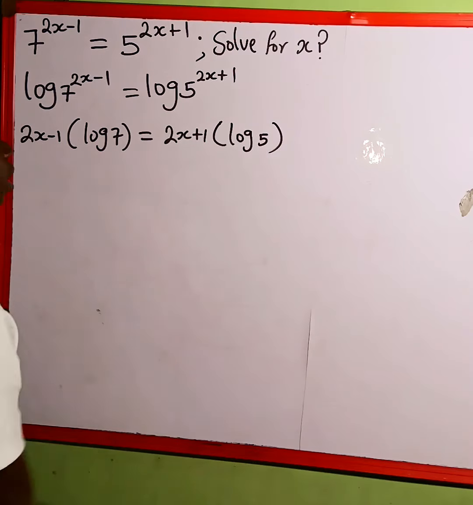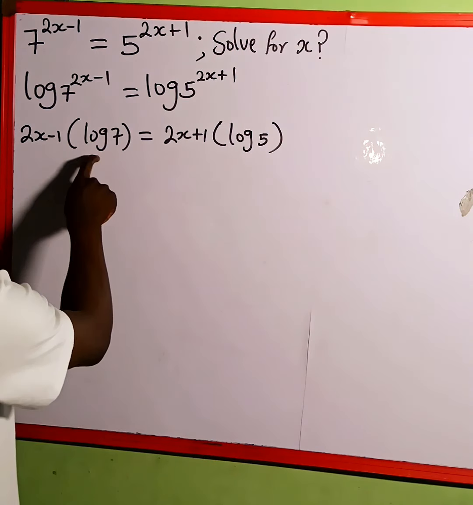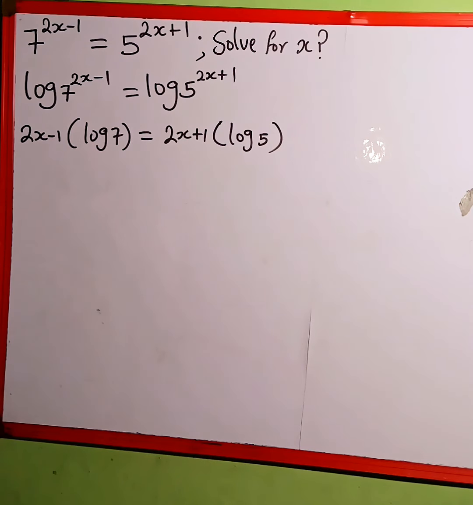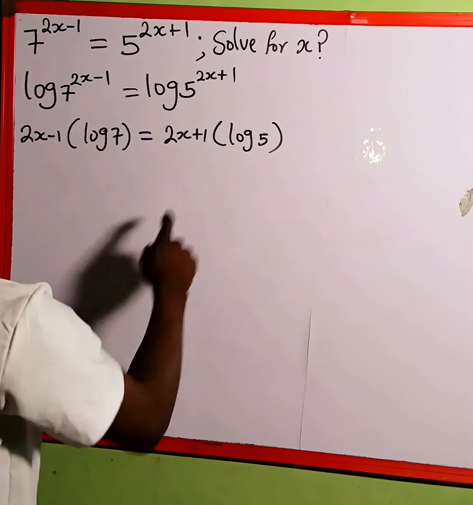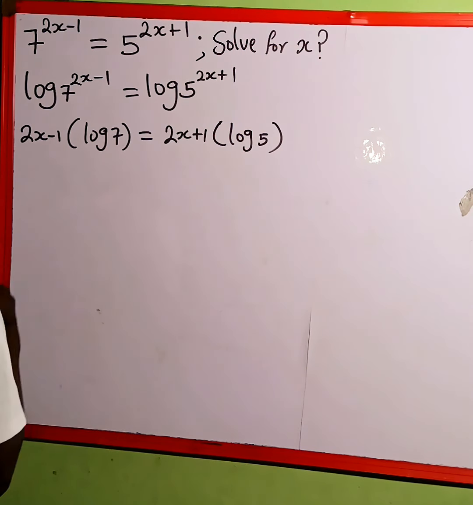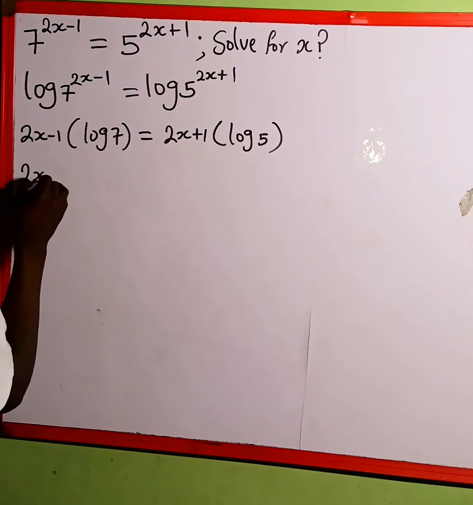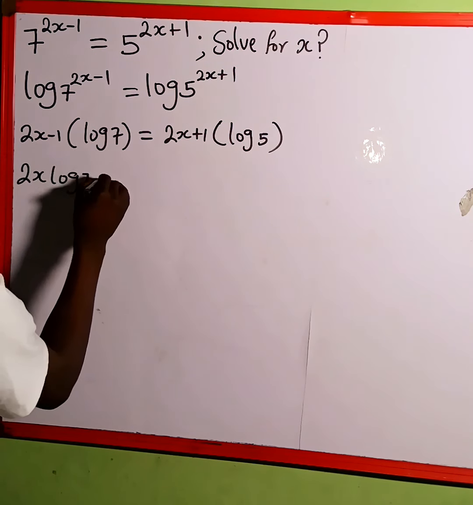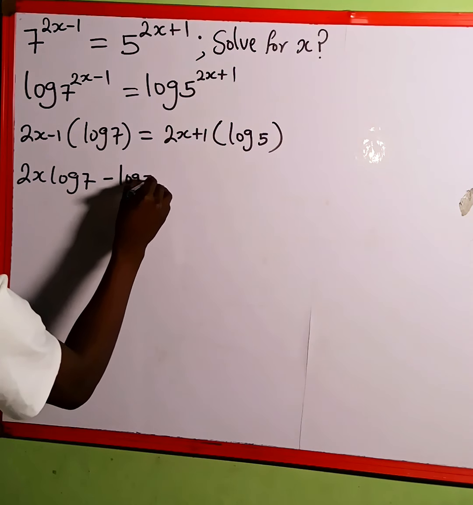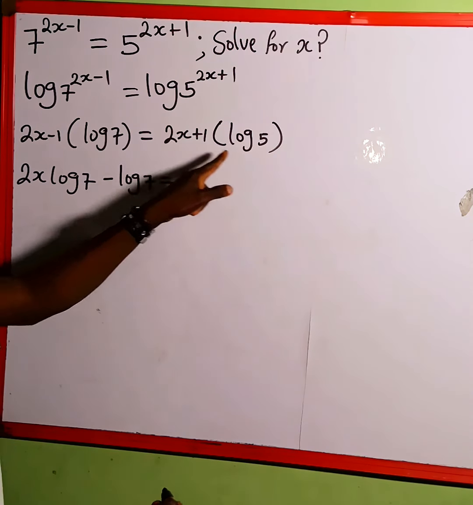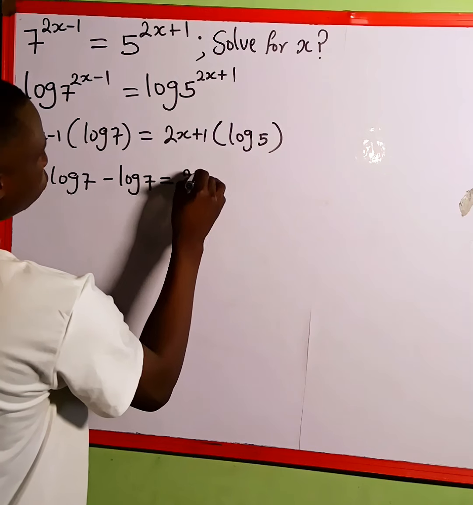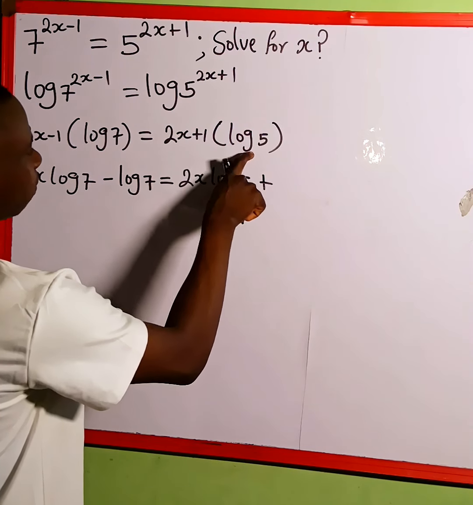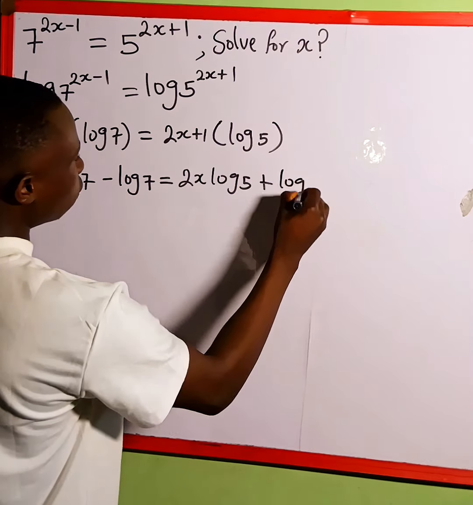Log of 5. Now the next thing we're going to do is to open this bracket. Now we're going to distribute 2x minus 1 into the bracket. Also, we distribute 2x plus 1 into the bracket. 2x multiplied by log 7 is going to give us 2x log 7. Then minus 1 multiplied by log 7 is going to give us minus log 7, which is equal to 2x multiplied by log 5. We have 2x log 5. Then plus 1 multiplied by log 5 is going to give us log 5.